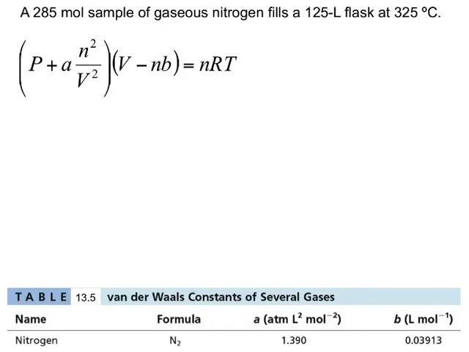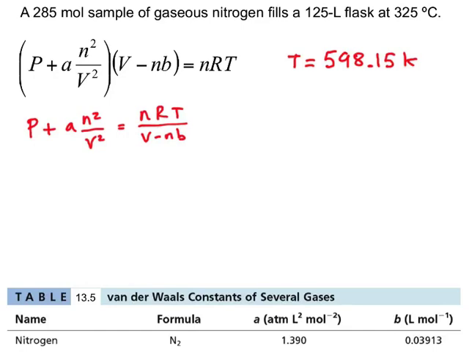Okay, and here's how to do this calculation as a real gas using the van der Waals equation. So first, the temperature is still 598.15. And now we're going to want to rearrange this equation so we can solve for pressure. So the first step of this is to divide both sides by V minus nb. So then that puts it in the denominator on the right and takes it out of the left side. And then now we can subtract both sides by a times n squared divided by V squared to move that term over to the right side of our equation.